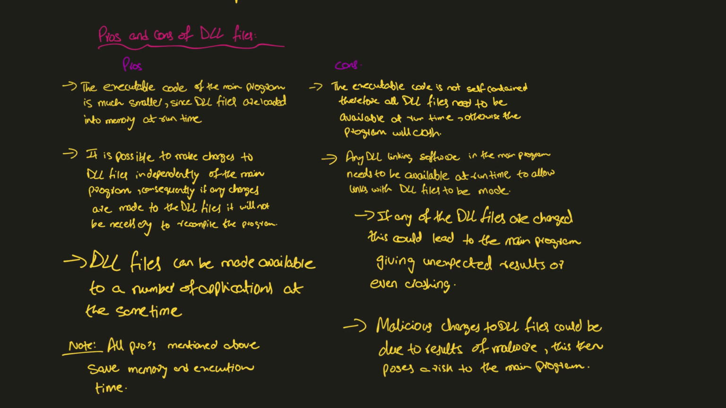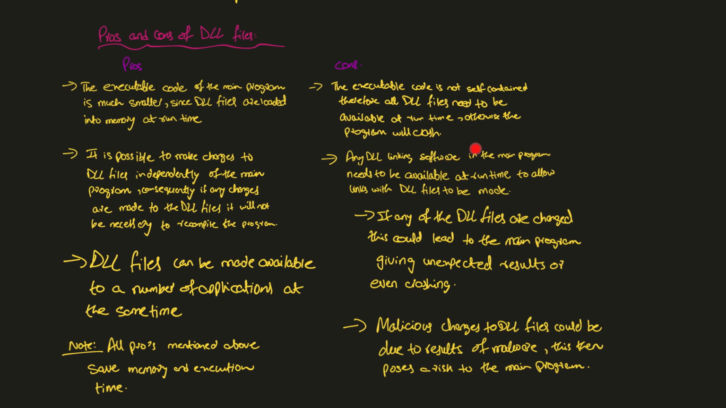Okay, now we move on to the cons. The executable code is not self-contained. Therefore, all DLL files need to be available at runtime. Otherwise, the program will crash. A program might require two or three dynamic link library files, right? So if you only provide one and you do not provide the other, the program may not work or just crash itself, right?